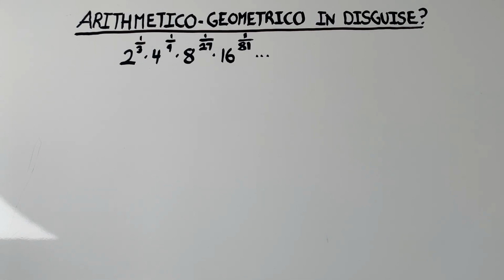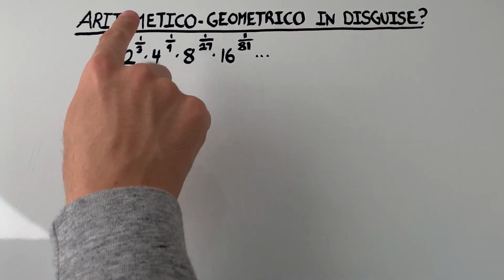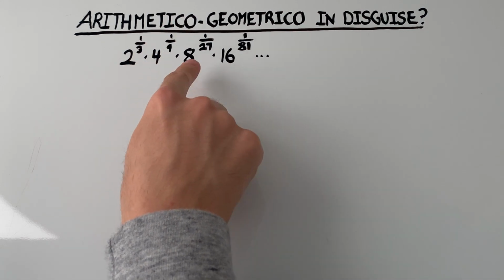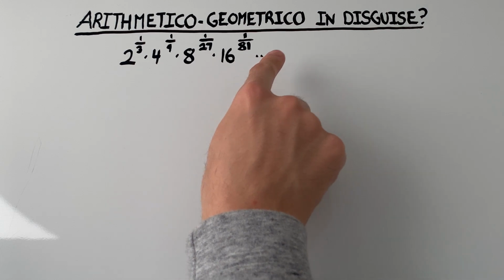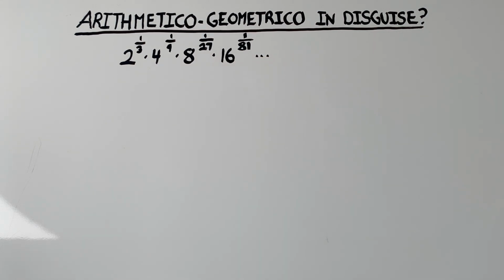Let's find the product of 2 to the 1 over 3 times 4 to the 1 over 9 times 8 to the 1 over 27 times 16 to the 1 over 81, and it just continues forever and ever. Now my hint to you is that there is an Arithmetico-Geometrico series hidden in this problem. We just need to find it.